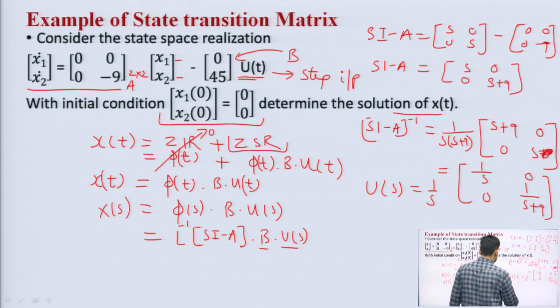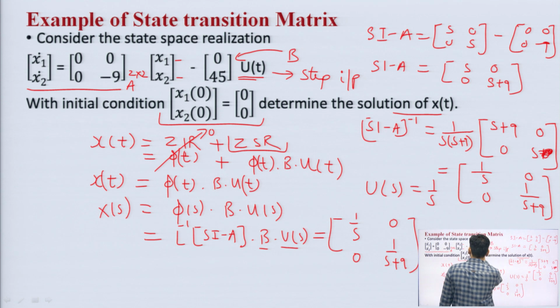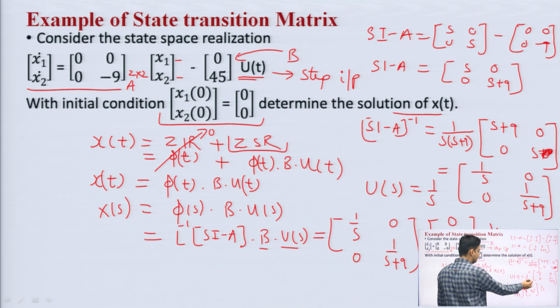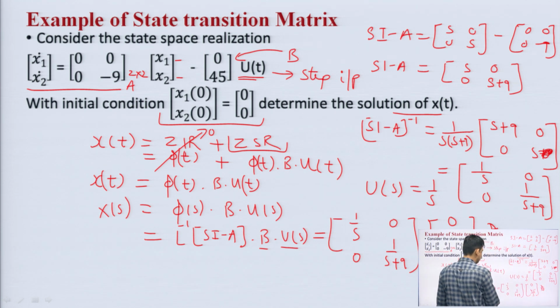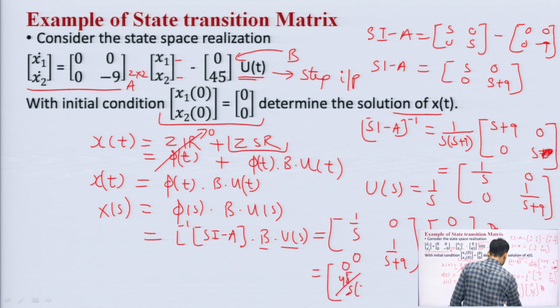So, my sI minus A inverse is available to me, and I have to multiply with B and U(s). Here this expression would be written as 1 over s, 0, 0, 1 over s plus 9. My B matrix is given, it is 0 and 45, multiplied by 1 over s. I can directly multiply here, and this will become 0 and 45 by s. If I further multiply this matrix, this will give me 0 and 45 over s multiplied by s plus 9.